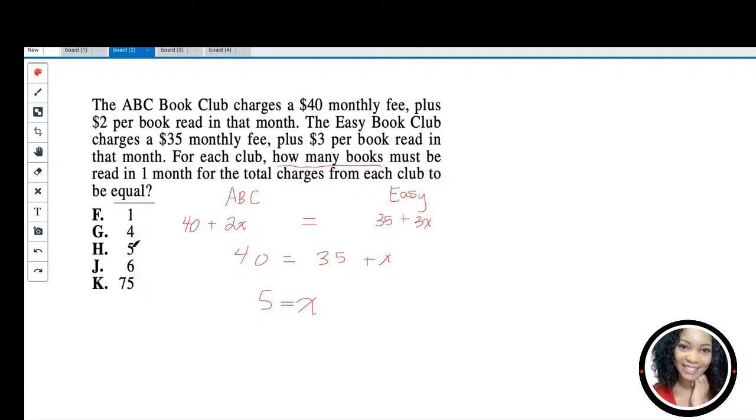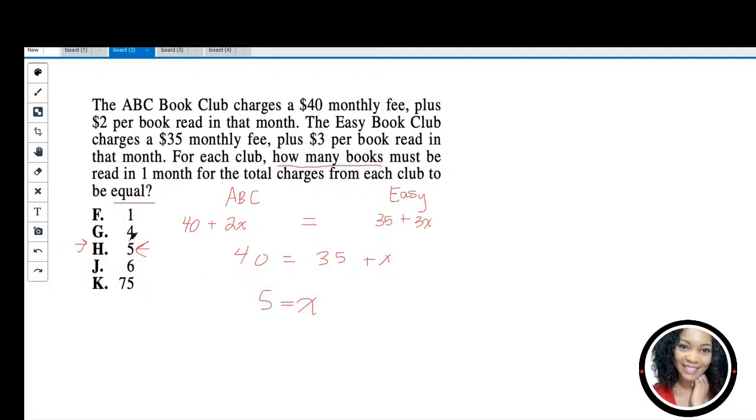I could have taken the answer choices and substituted them into each one of these expressions and determined where they are equal. And lucky for me, I always say start in the middle. So when you start in the middle, you would have gotten the correct answer right off the jump. But if your answer was too big, you would go down to G. If your answer was too small, then you would go up to J.